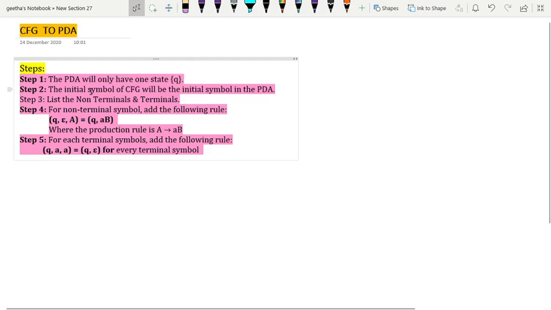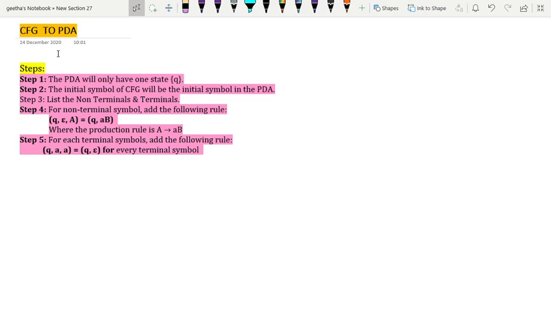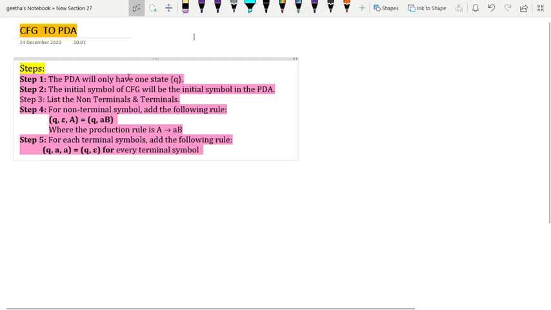First of all, remember the PDA you're going to get finally after the conversion will have only one state. It's just the name I've taken here, so it will have one state, and I'm going to name it Q. And then the initial symbol of CFG will be the initial symbol in the PDA.